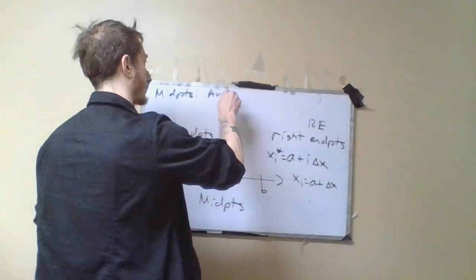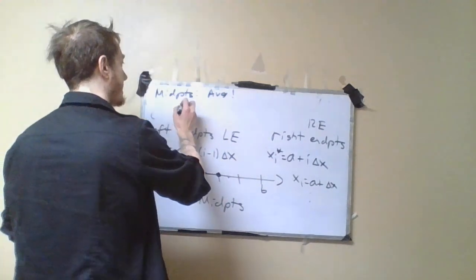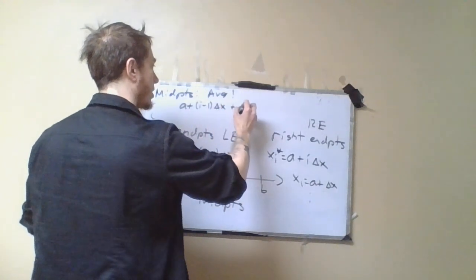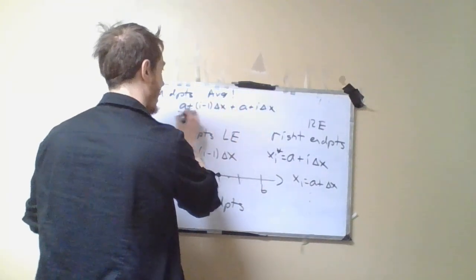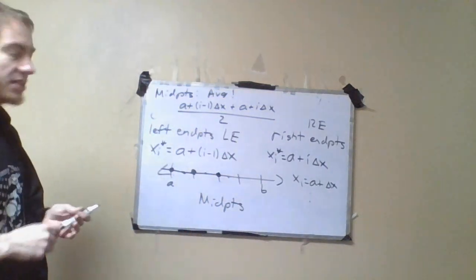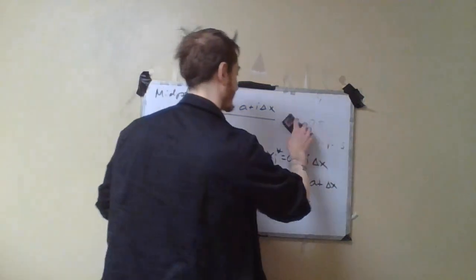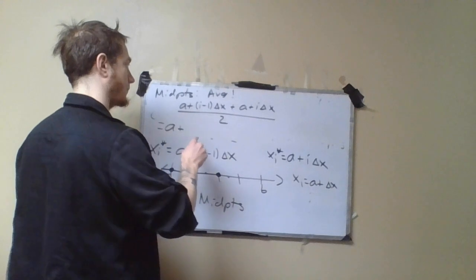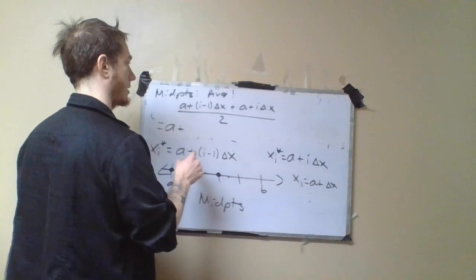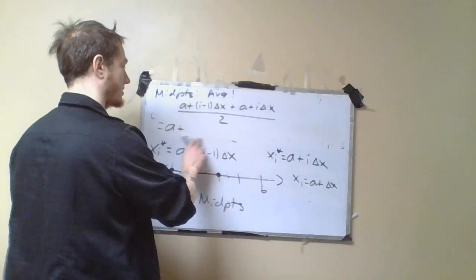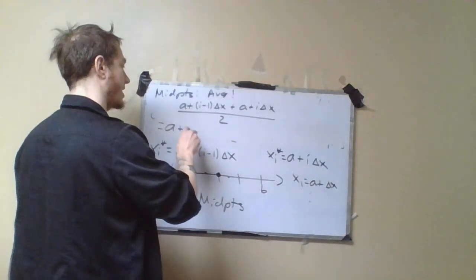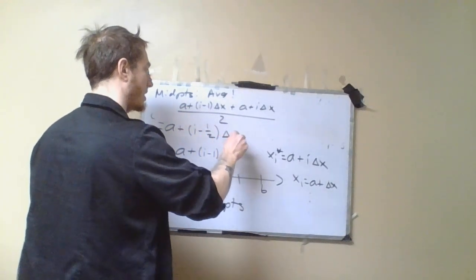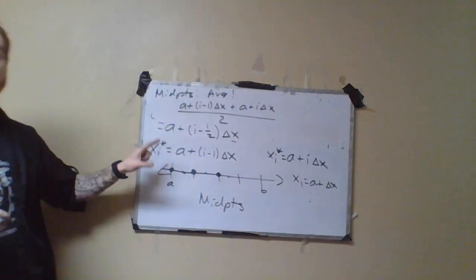So that would mean that I take a plus I minus 1 delta x plus a plus I delta x, and I divide that sum by 2. This actually simplifies into a plus, how do I want to write this? Because it simplifies in a weird sort of way. Let's say it is a plus, yeah, this is a good way of writing it, I minus 1 half delta x.